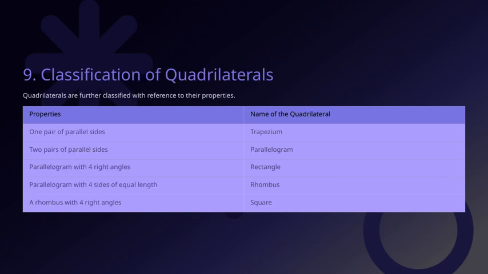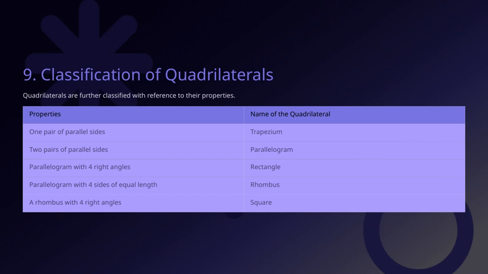Let's take a closer look at how quadrilaterals are classified based on their properties. As you can see in the table, the first category is a trapezium, which has just one pair of parallel sides. Moving on, if a quadrilateral has two pairs of parallel sides, we call it a parallelogram.